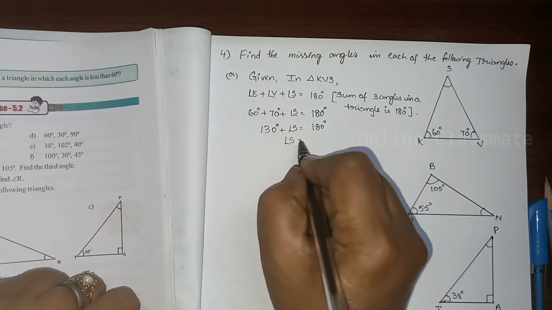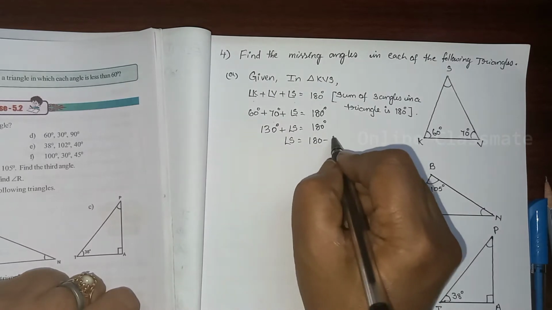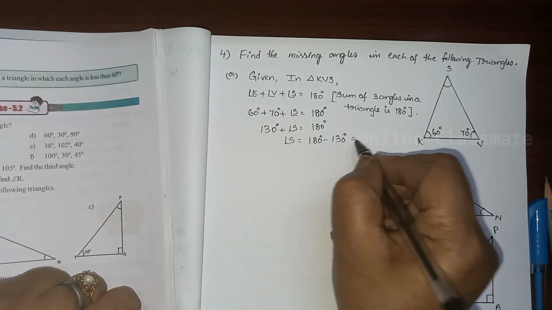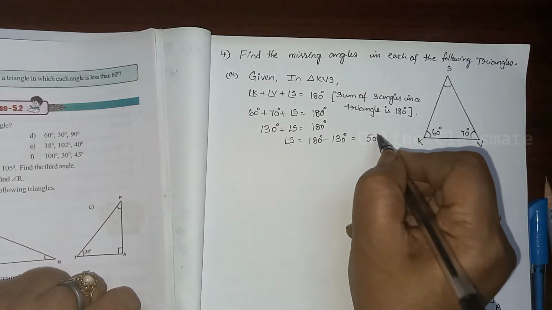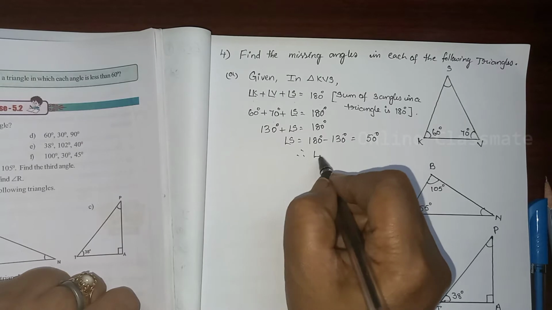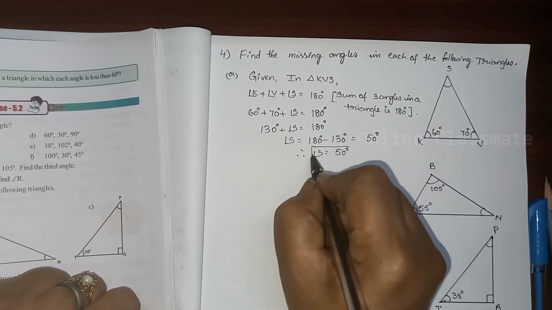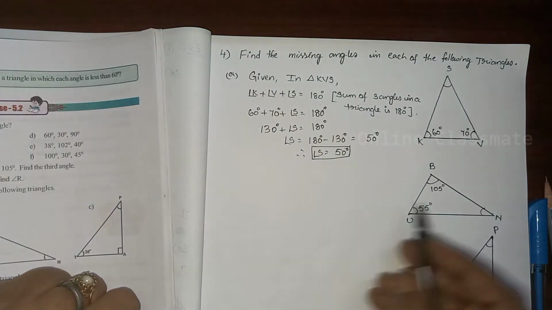Then angle S is equal to 180 minus 130. 180 minus 130 is equal to, very good, 50 degrees. Therefore, angle S is equal to 50 degrees. Okay. Now second sum.